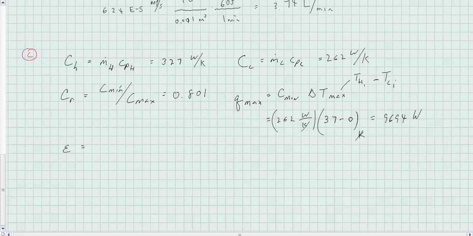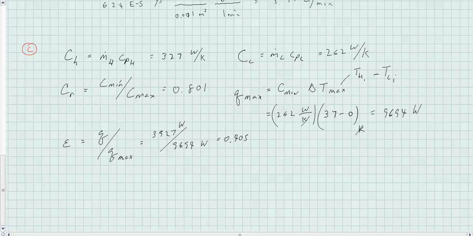So it's a bit short in terms of effectiveness. We can calculate that: Q actual divided by Q max. And that's just going to be the 3927 divided by the 9694, they're both watts, and you get a value of 0.405. So that's the effectiveness of it. It's 40% of the way to an optimal or maximum heat transfer value.